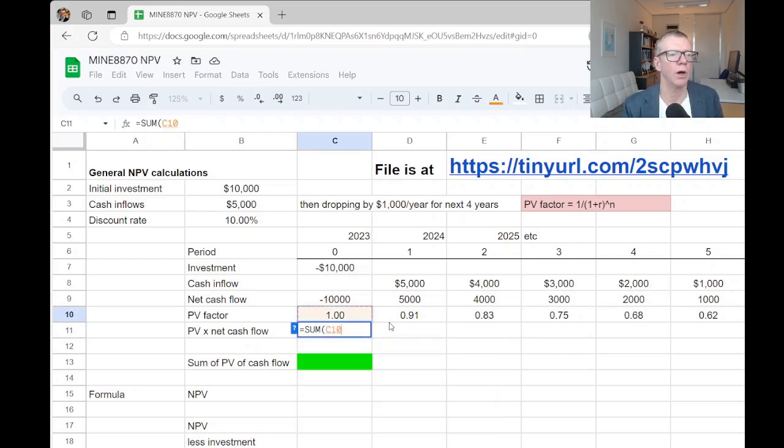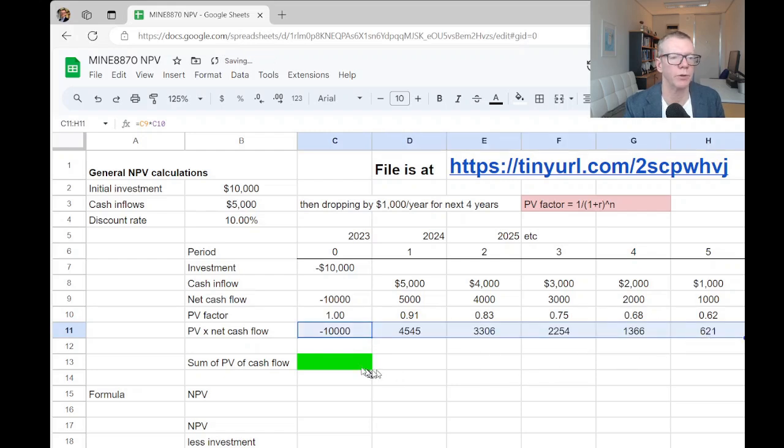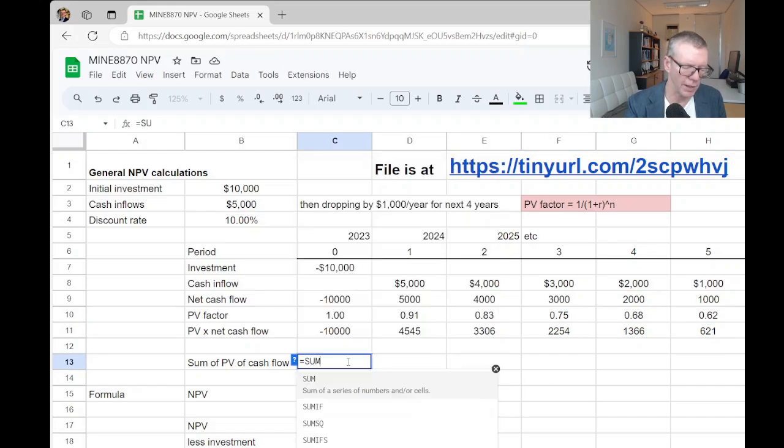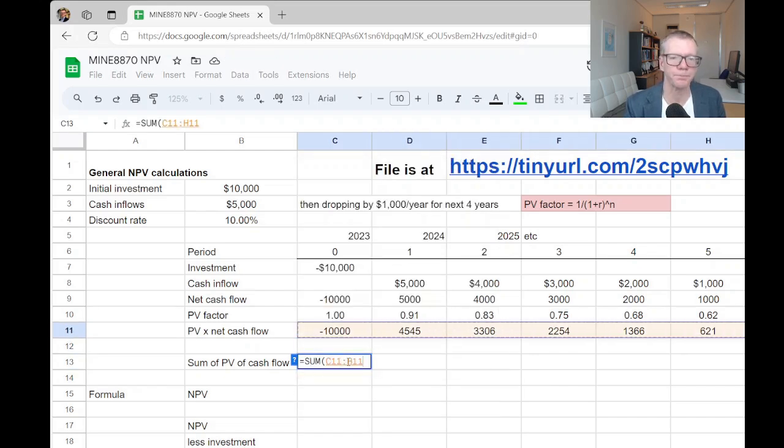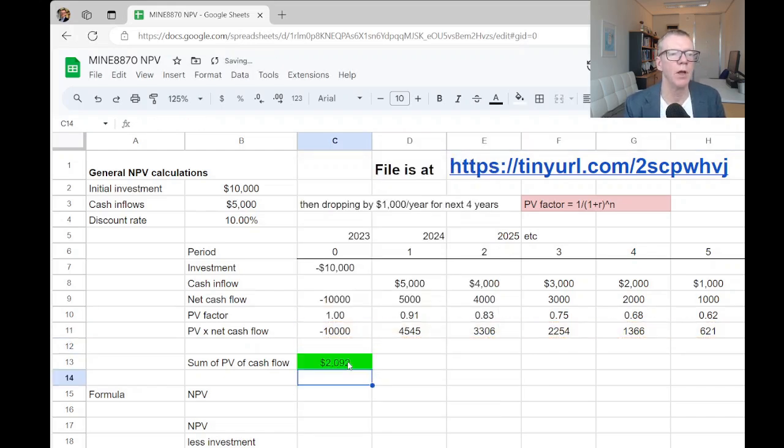So what I can now do is add all of these things up. I can get the net cash flow, which is multiplying net cash flow by the present value to get the present value of net cash flows. And again, I'm going to drag that formula across. And to get the NPV, I'm going to add everything up. And when I add everything up, I get 2,092.